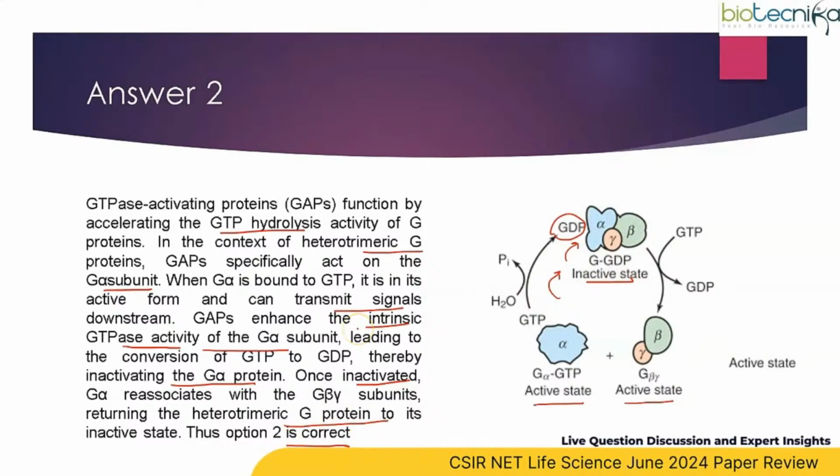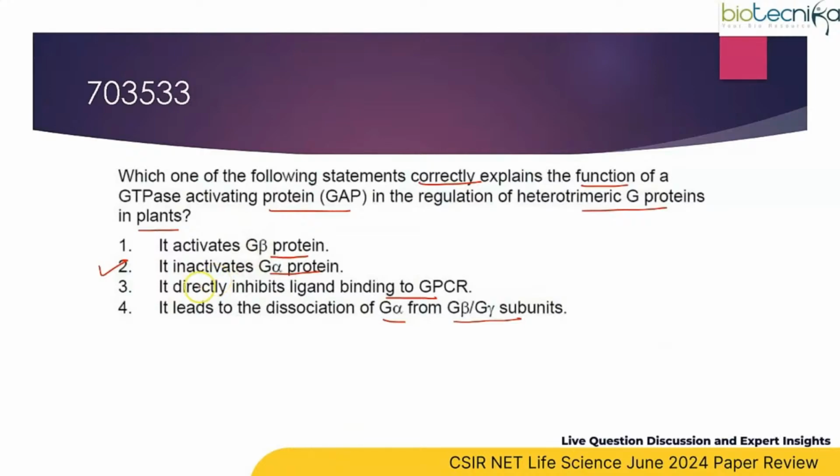This is not a very complicated question, very simple if you know the characteristics of GTPase activating proteins. The other statements are quite different. It activates G beta, which is not correct. It directly inhibits ligand binding, which is not its function. It leads to dissociation of G alpha, but it is not dissociating; once it inactivates, G alpha will again bind back. So this part is also not correct. The right answer is option 2.